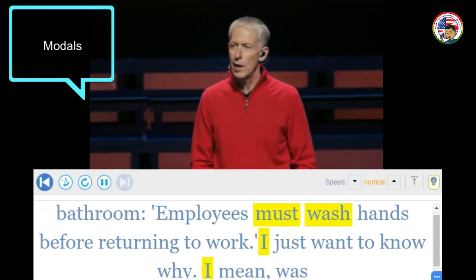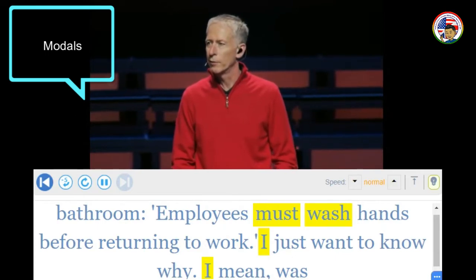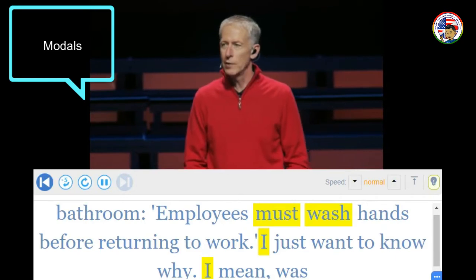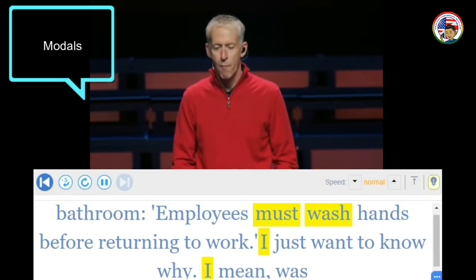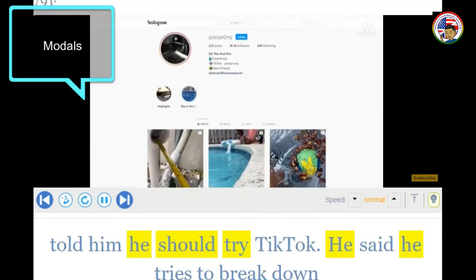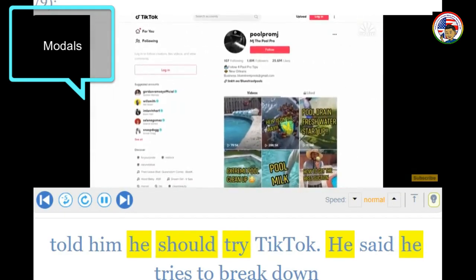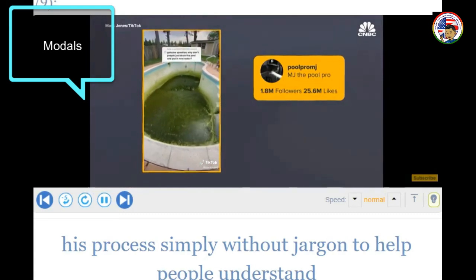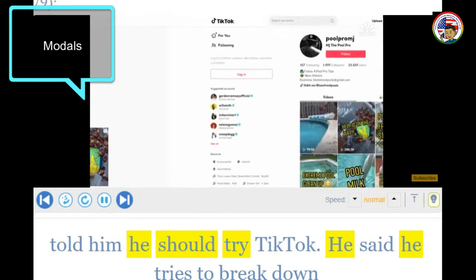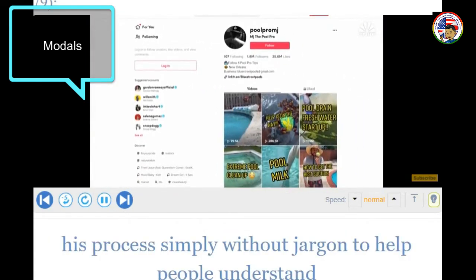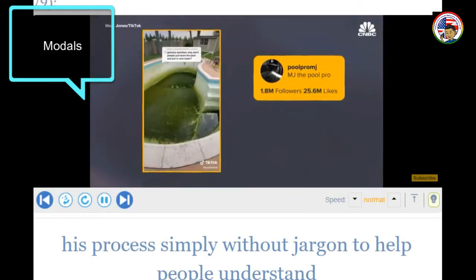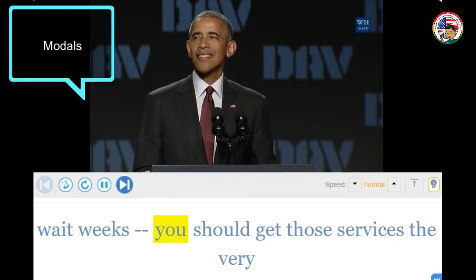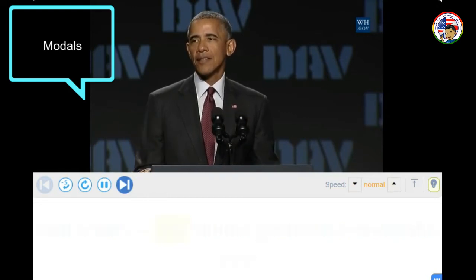Employees must wash hands before returning to work. A friend told him he should try TikTok. He said he tries to break down his process simply, without jargon, to help people understand. You shouldn't have to wait weeks. You should get those services the very same day.